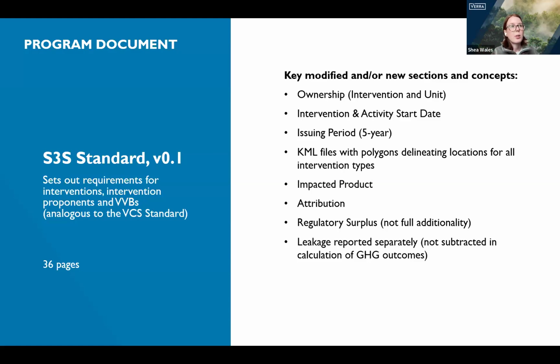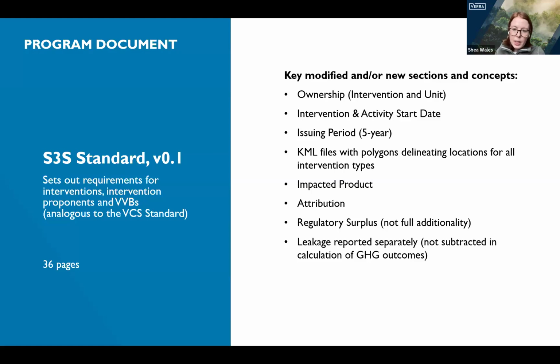We also have 2 new sections on impacted product and attribution, which are obviously not in the VCS standard. And then we have a different take on additionality than the VCS standard. So we don't have full additionality in our program. Instead, we require that all interventions are in regulatory surplus, but we don't require full additionality. And the rationale for that is well described in our methodology adaptation guidance, as well as touched on in the definitions document and the standard.